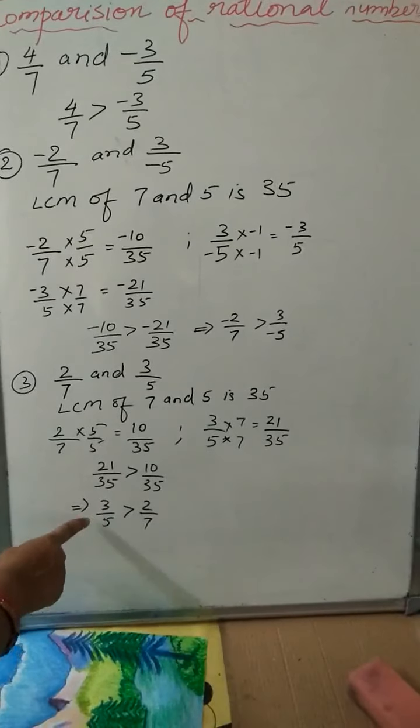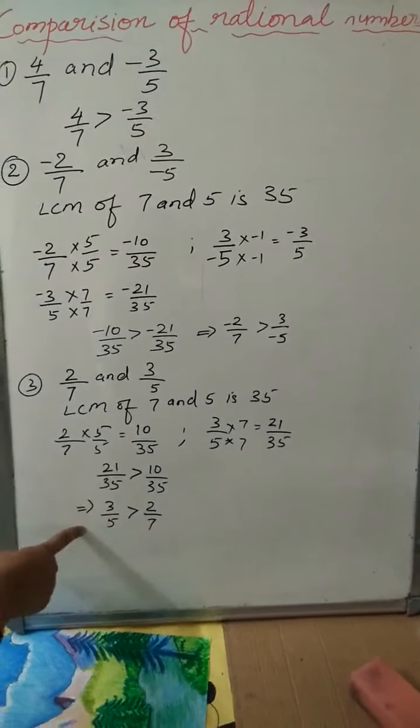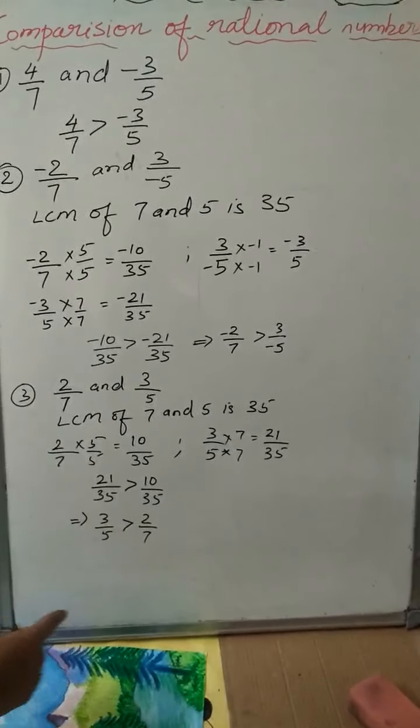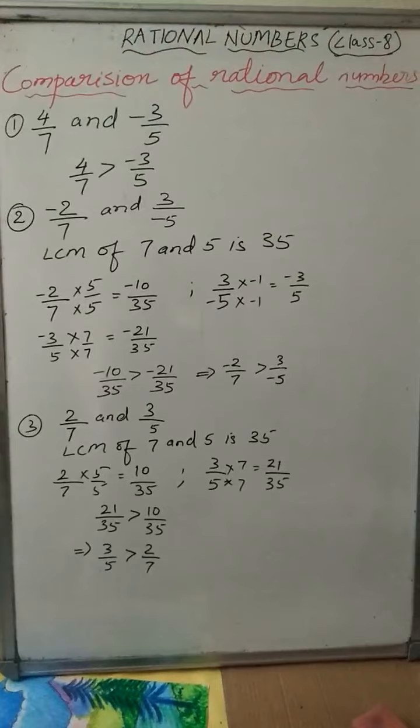Then write its original fraction. So now here you can see 3 by 5 is greater than 2 by 7. Now this type of questions you can solve.